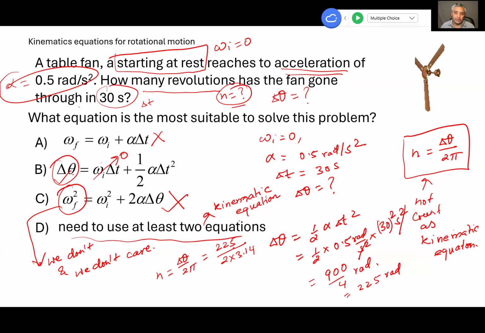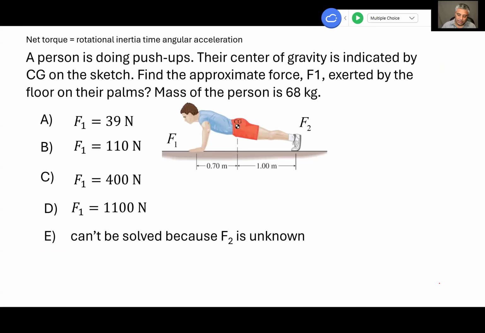So the number of revolutions could be a complete number like 10, and if it says 10.6, that means it completed 10 and then 60% of the next, or 11th, rotation and so on, right? So that is about using the kinematic equations for rotational motion. How about dynamics? So here is a question.